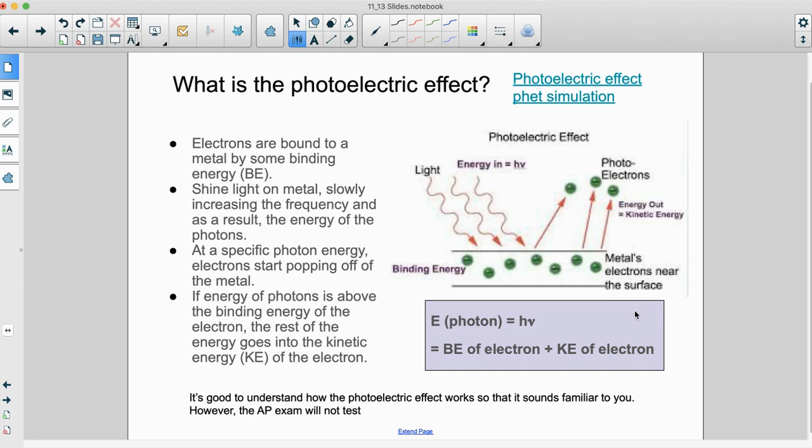Now, the AP exam will not test your explanation of the photoelectric effect. However, it will use the photoelectric effect in problems. So it's a good thing to have some idea of what it is, so that it's not completely foreign when you come across it.